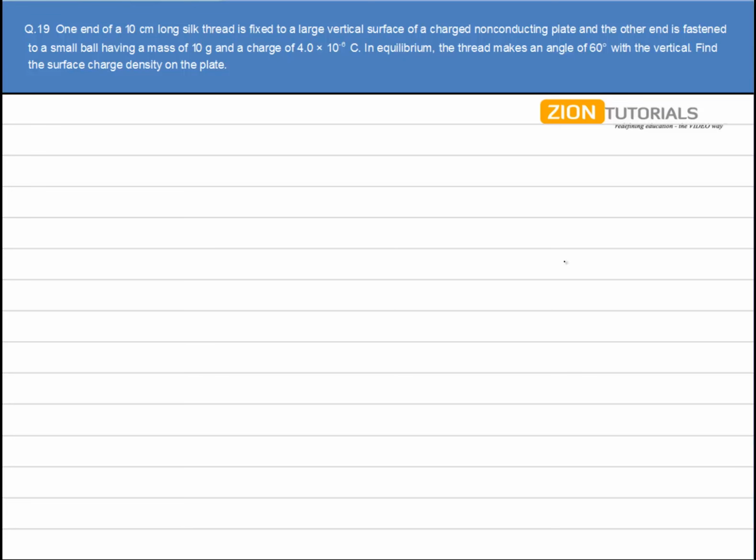Now this question can be better understood by drawing a sketch. So first of all, let's draw the sketch. I do have a large vertical non-conducting plate and it is having a charge on it, let's say Q charge. Alright, and a silk thread is fastened to it, a ball of mass 10 grams is attached to it. Fine, so there will be an mg force downward.